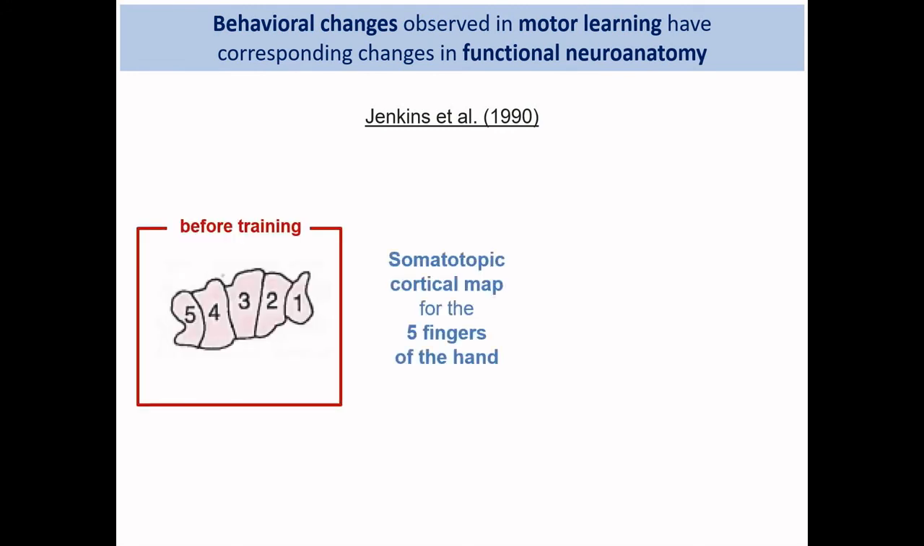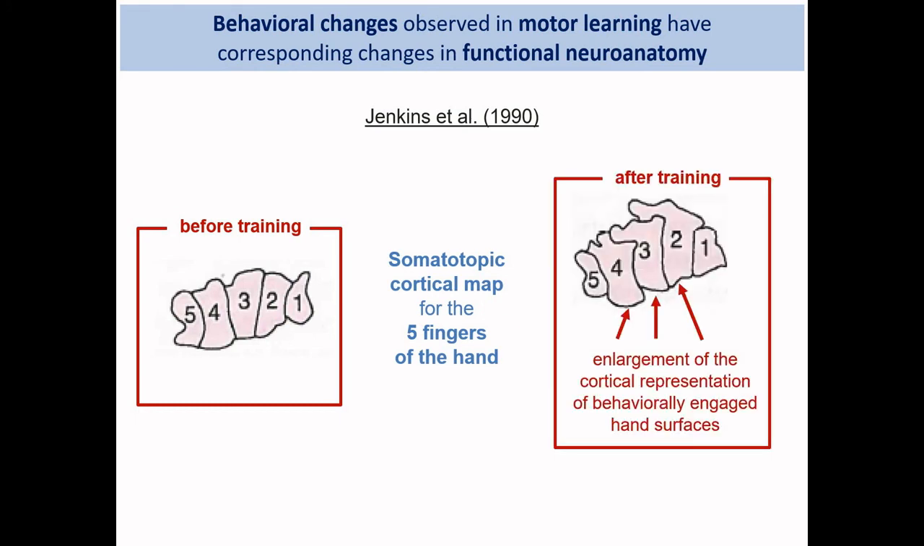Here we see the somatotopic cortical map of the owl monkeys before they began the training. Neurons in the area labelled 1 are activated when the thumb receives cutaneous stimulation. Areas 2, 3, and 4 are the areas associated with cutaneous stimulation of the middle fingers that we identified on the previous slide, and area 5 is the area associated with the little finger.